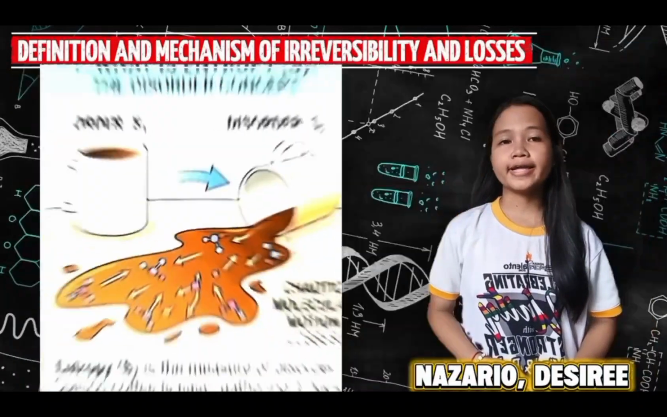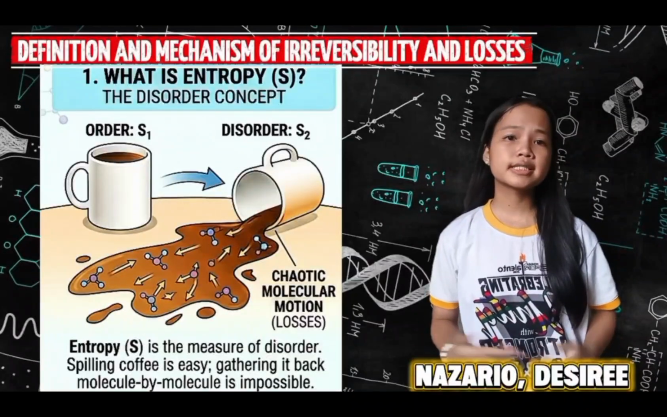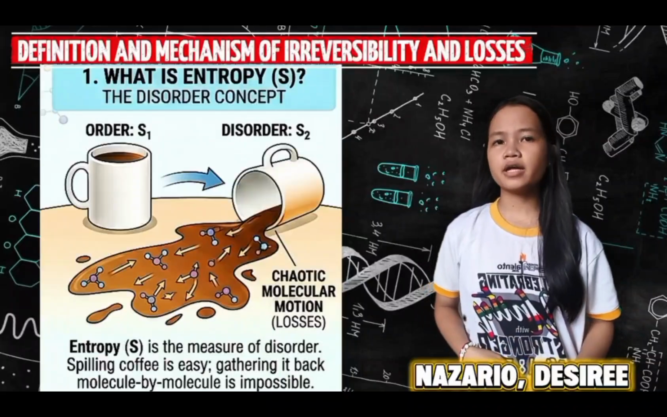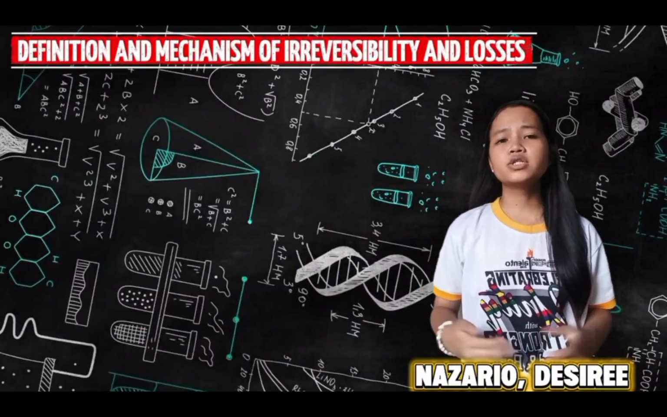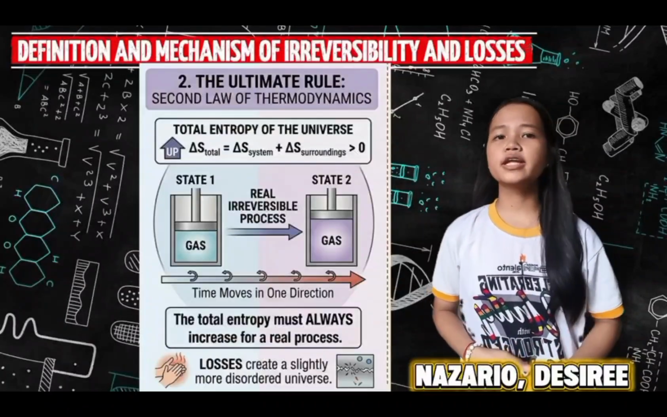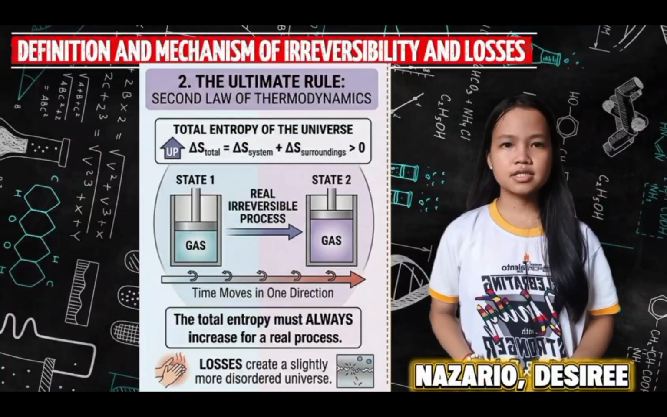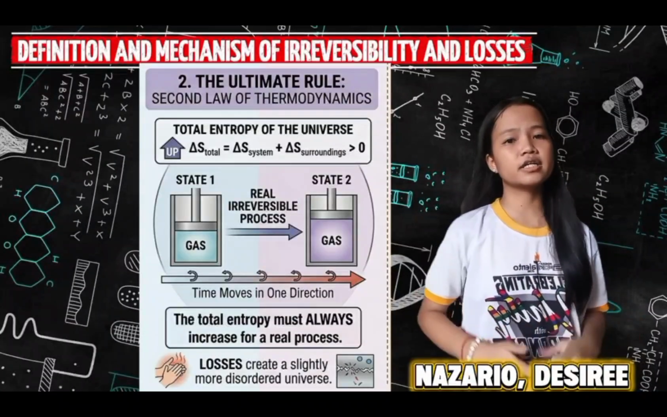Think of entropy like a spilled coffee. It is incredibly easy to knock a mug over and scatter the liquid, but naturally gathering every single molecule back into the mug perfectly is impossible. The ultimate rule driving irreversibility is the second law of thermodynamics, which states that for any real irreversible process, the total entropy of the system and its surroundings must increase.